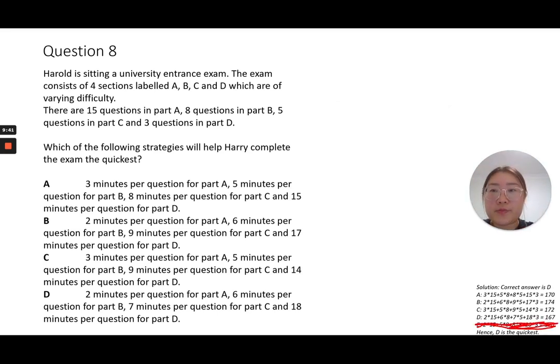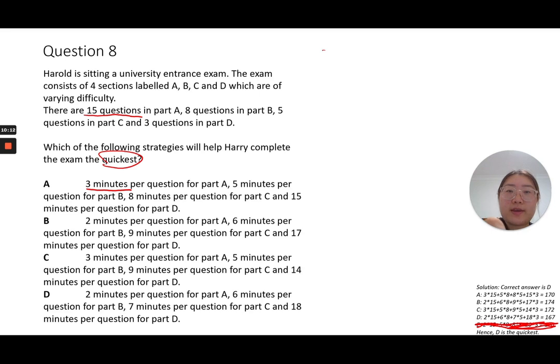Okay, so question 8. Harold is sitting a university entrance exam. The exam consists of 4 sections labeled A to D, varying in difficulty, and they tell us the number of questions in each part. So which one would help Harry complete the exam the quickest? So all you have to do for this one is really work out A to D, the amount of time that's going to take to complete the respective number of questions with the time provided.